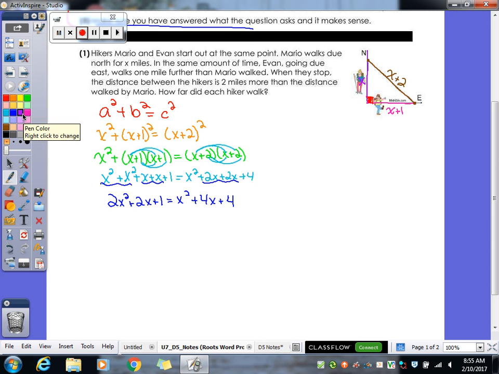So now what we have to do is get a 0, because we've got these quadratic terms, these terms to the x power. We need to have everything over to one side and then a big fat 0 over on the other side. So I'm going to subtract this x squared, subtract my 4x, and subtract my 4. So when we do that, bring down my equal sign, that cancels, that cancels, that cancels. There's our 0 that we needed. So 2x squared minus x squared gives me x squared. 2 minus 4 gives me a negative 2x. And then 1 minus 4 gives us a negative 3.